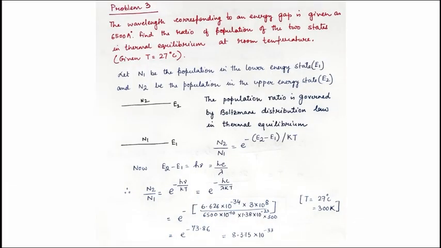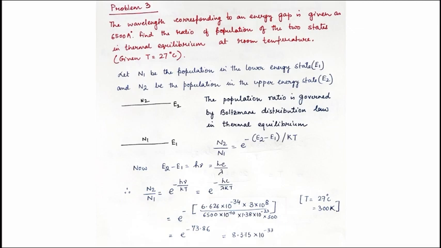The third problem is: the wavelength corresponding to an energy gap is given as 6500 angstrom. Find the ratio of the population of the two states in thermal equilibrium at room temperature. The room temperature is given as 27 degree centigrade. Now we have considered here two energy levels E1 and E2, where E1 is the lower energy state and E2 is the upper, or higher, energy state. N1 is the population in the lower energy state and N2 is the population in the higher energy state.